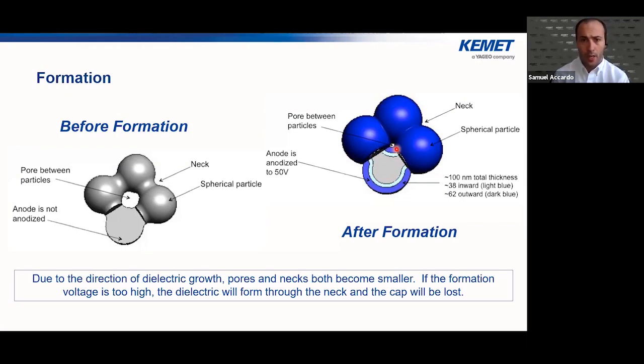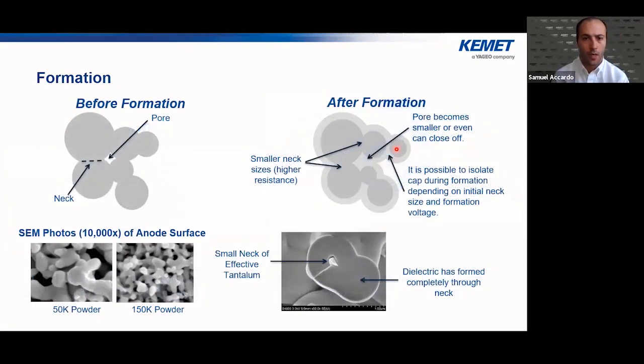And then the pores being smaller isn't a good thing either, because essentially that's going to cause inefficiencies when we start coating the part with either the MnO2 or the polymer. So we want the pores to be as large as possible. We want the necks to be as large as possible, but we also want the dielectric to be thick enough to handle whatever voltage we're looking for. So before the formation, we see here that we have a very large neck, we have a pretty large pore, and then we do the formation.